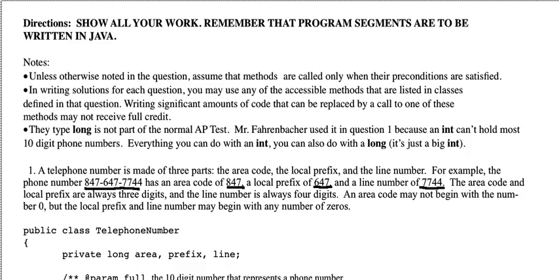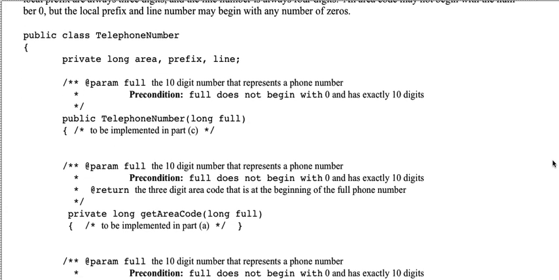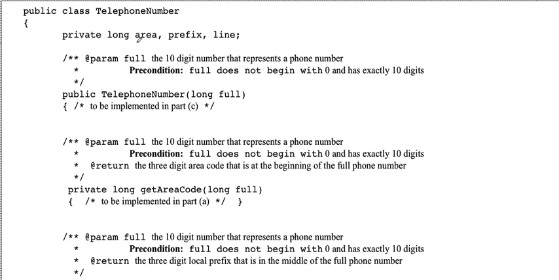Now, you should also read the classes that they give you. For example, here is a telephone class that has three fields: area, prefix, and line, that represent the three parts of a phone number. What you have next is a constructor, which we're going to finish in part C. It takes in a full 10-digit phone number, and the job of a constructor is always to assign the fields. So our job is going to be to break up the full 10-digit number, 847, 647, 7744 for example, into its three parts, and then put them individually into each of the fields.